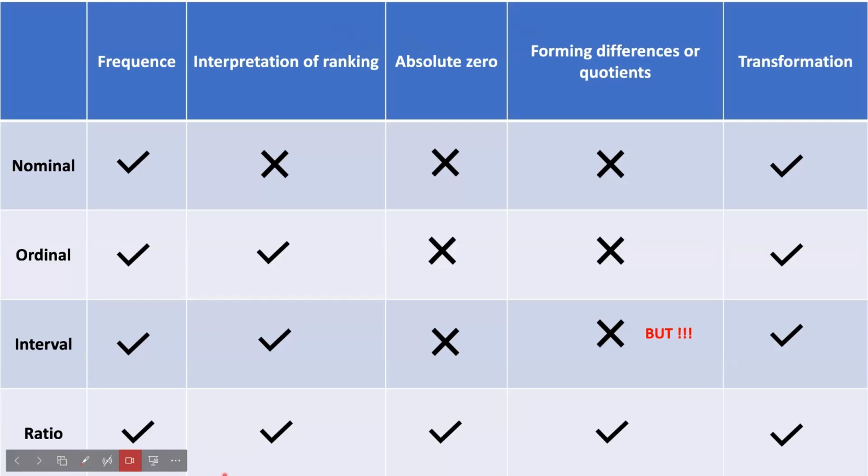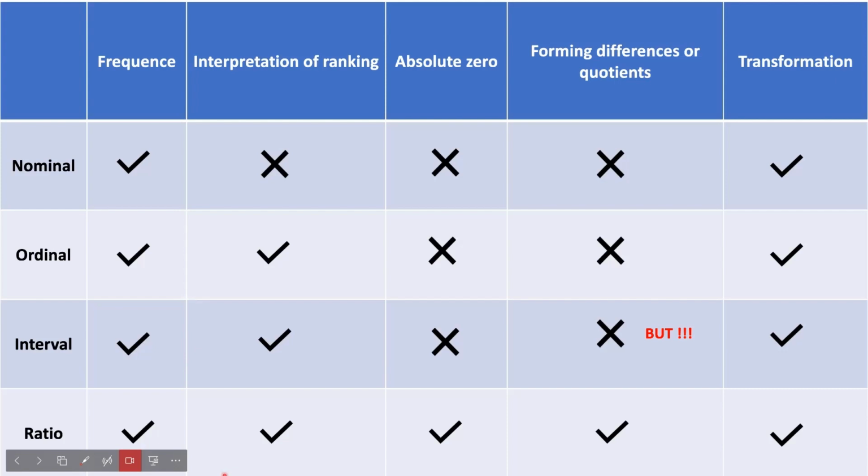In this video, I'm going to talk about the scales of measurement in statistics. Generally, there are 4 scales in statistics: nominal scale, ordinal scale, interval scale, and ratio scale. I'm going to talk about these 4 scales from the perspective of frequency and interpretation of ranking, which means if we can interpret them in ranking or in order, if there is an absolute zero, if we can form differences or quotients, and how to transform them.